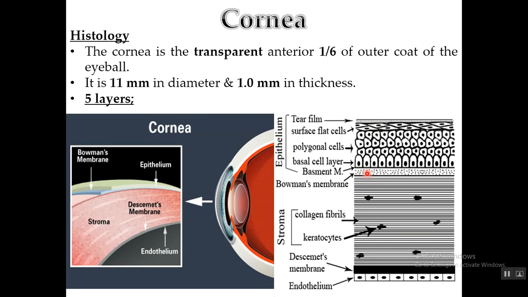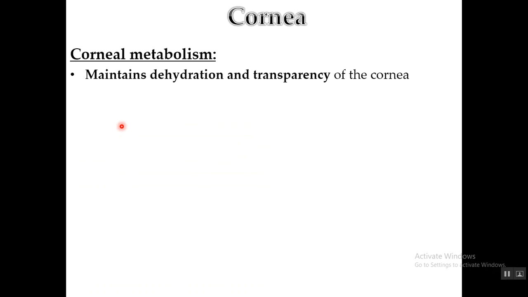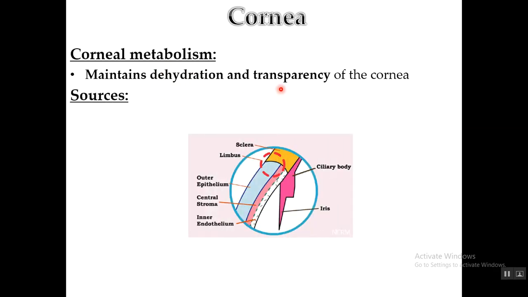The Bowman's membrane, again epithelium, Bowman's membrane, stroma or substantia propria, basement membrane, and endothelium. These are the layers of the cornea. What about the metabolism of the cornea? We need the corneal metabolism for production of ATP, or production of energy, and this energy is important for maintaining the dehydration and the transparency of the cornea.